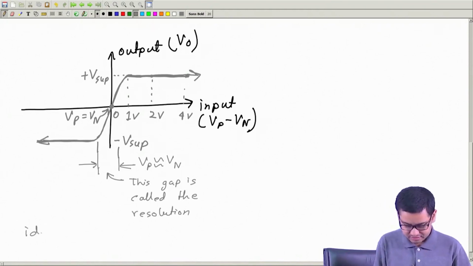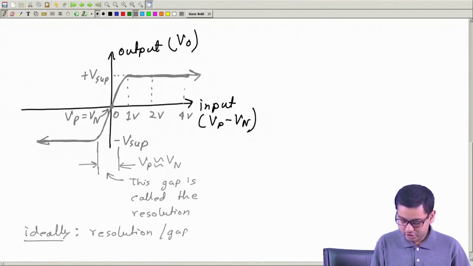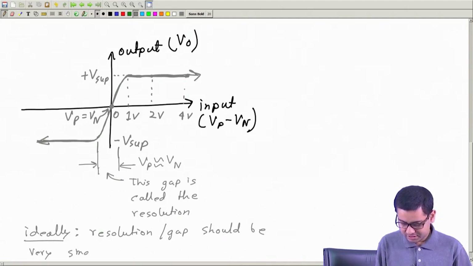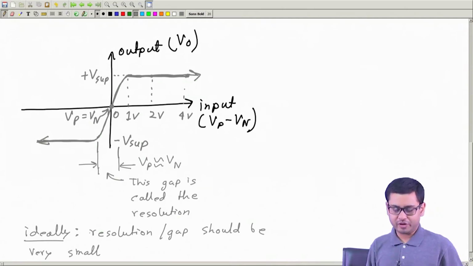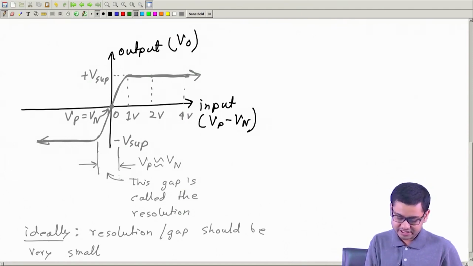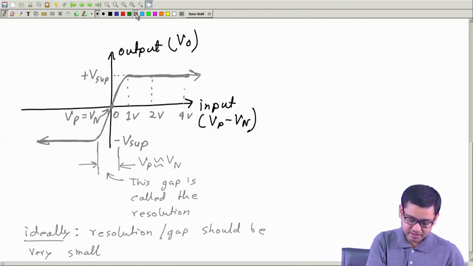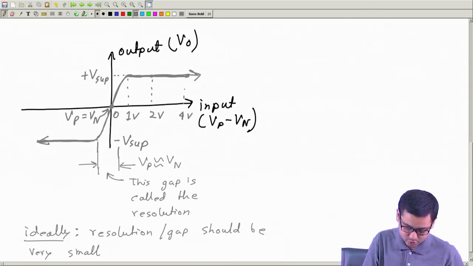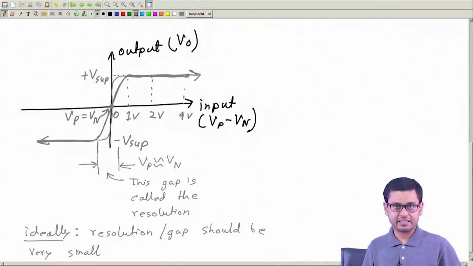Ideally, this gap, the resolution, or the gap, should be very small, or ideally 0. For an ideal op amp, we will say that this is equal to 0. So that means the input output characteristics would be like this, almost a vertical line. This is the ideal characteristic.